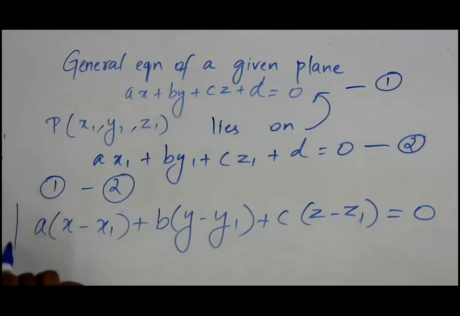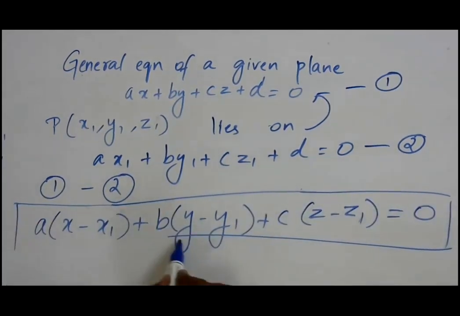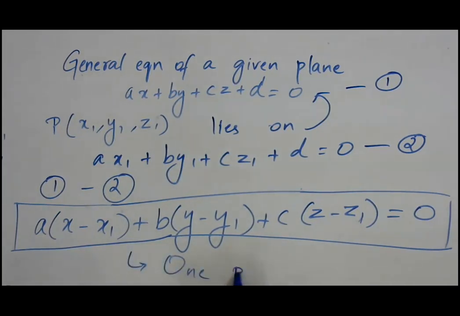And this is the 1-point form of a plane. So we do have a lot of forms, right? Like we do have a lot of equations, like slope intercept form, 2-point form, the equation of a line and all. So similarly, this is the 1-point form of the equation of a plane.